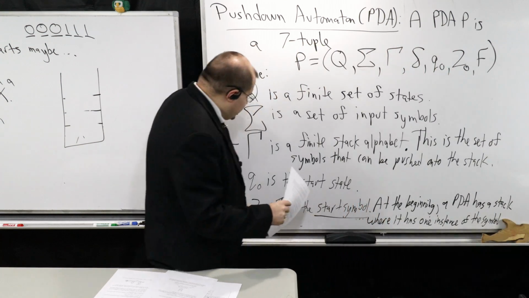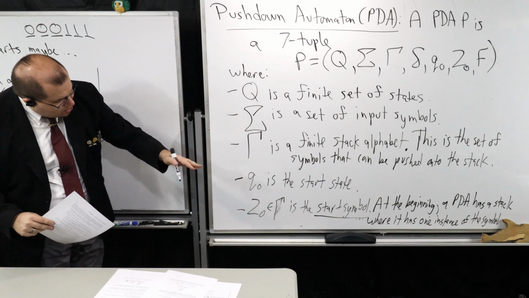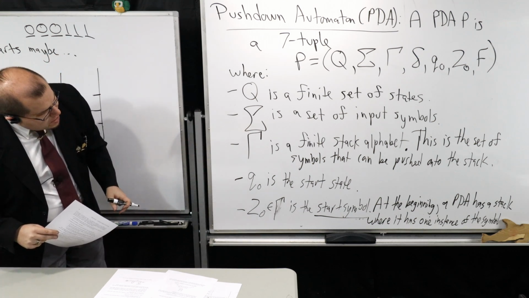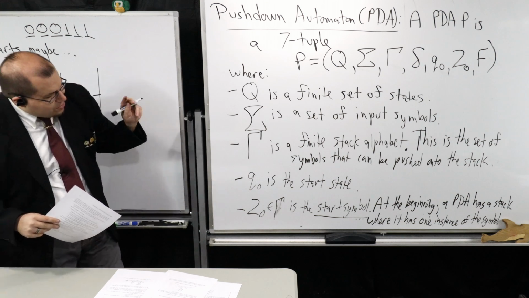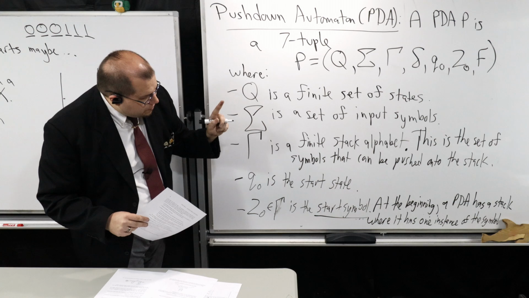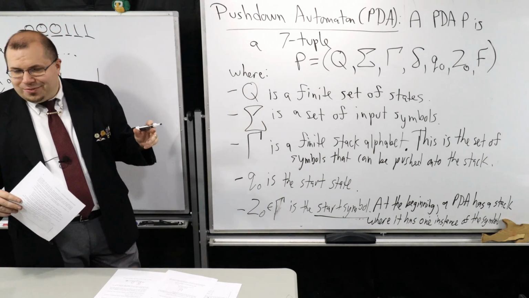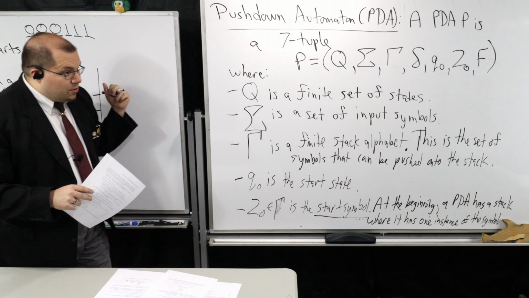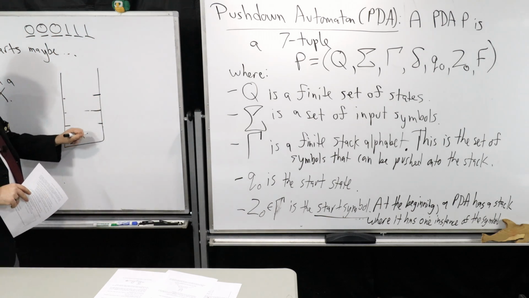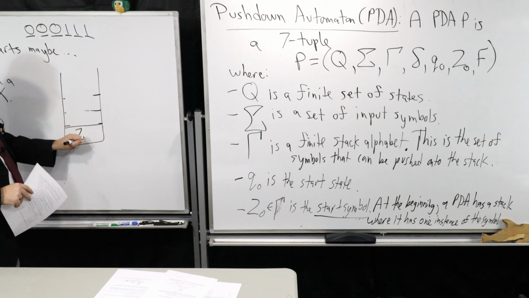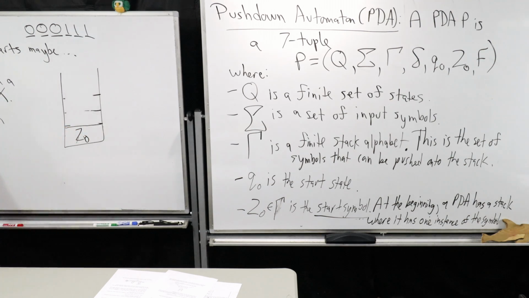I'm going to reiterate this because I'm kind of cramming it all in one corner here. So Z0 is in gamma. It's called the start symbol. At the beginning, a PDA has a stack where it has one instance of the symbol. So at the very beginning of this process, when I drew my stack over here, the way you want to look at it is that Z0 is just going to be right here at the beginning. So this will be the top of the stack right here. So Z0 will just be right there. And that's how it's always going to be. The start symbol is going to be representing the top of the stack right at the beginning.